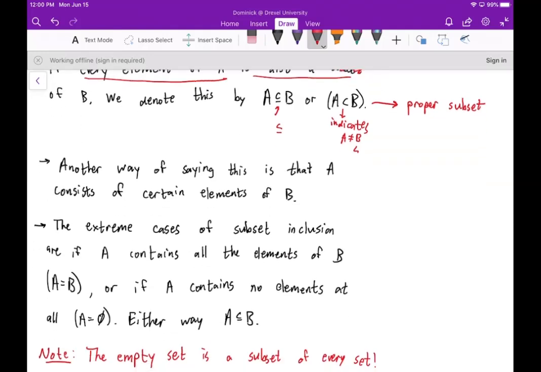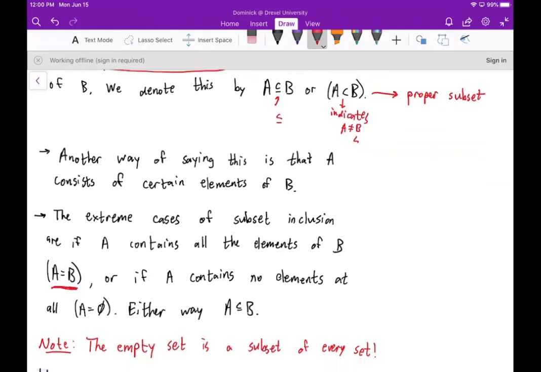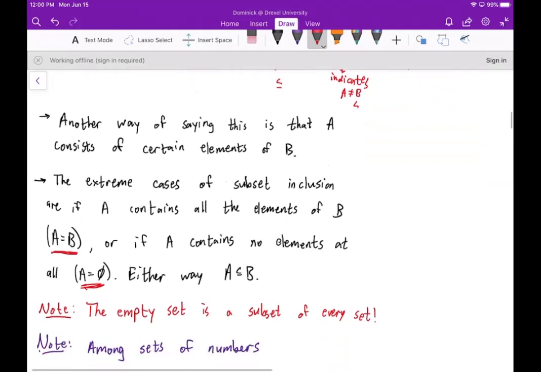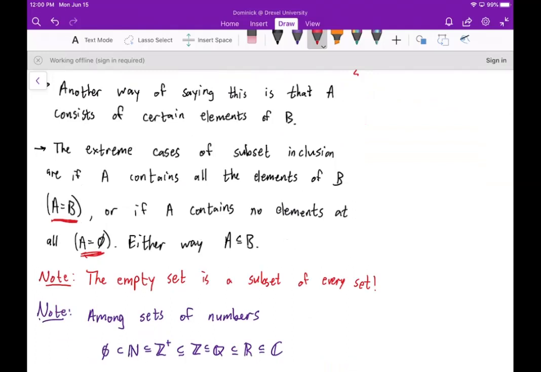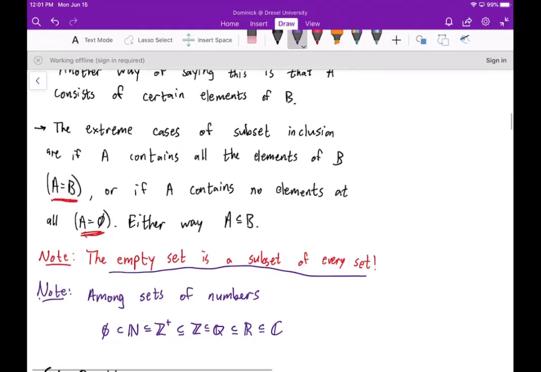Now, the extreme cases of subset inclusion are if A contains all the elements of B, in which case the two sets, of course, are equal, and that's what we just talked about above. Or we could say that A contains no elements at all, and then A would, of course, be a subset of B, right? And that brings us to the fact that the empty set is a subset of every set, right? So that's one key fact that we'll always have: whenever you have a set, regardless of what's in it, even if it is the empty set itself, the empty set is always a subset of every set. So that's something to keep in mind.